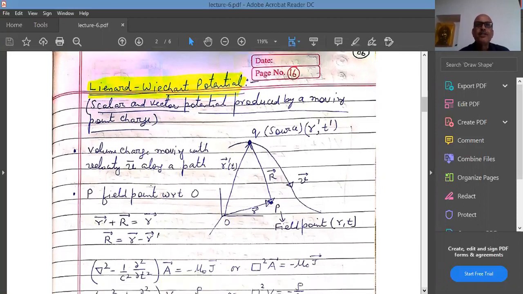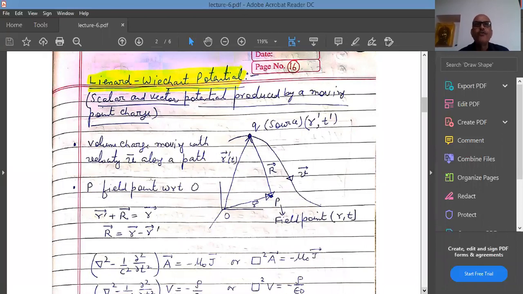As I told you in the last lecture, there are two ways to understand these potentials: either the method of retardation or the method of the special theory of relativity. I am making use of the Lienard-Wiechert approach, because Lienard and Wiechert made use of retarded potentials to find the expressions for A and B by solving the two inhomogeneous equations.